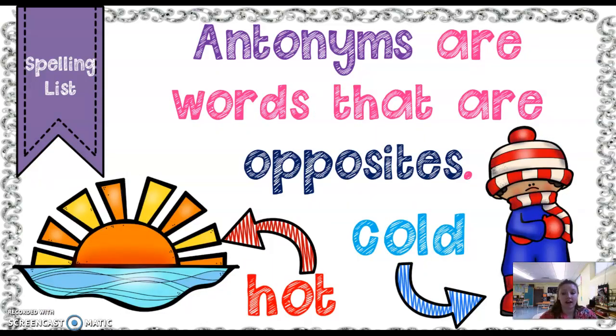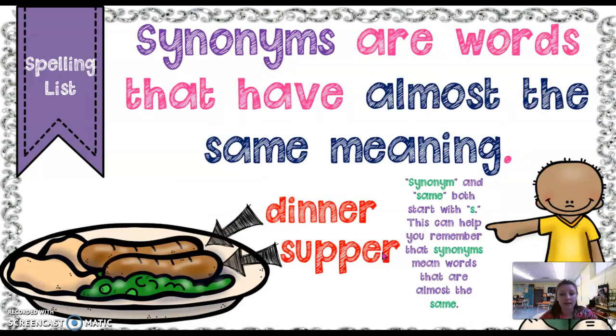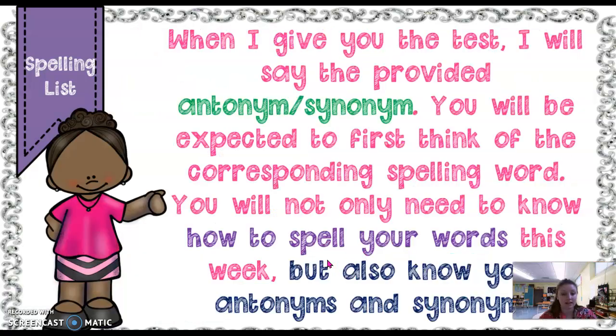Antonyms are words that are opposites. For example, the antonym of hot is cold because it's the opposite. A synonym is a word that has almost the same meaning. And notice right here it says synonym and same both start with the letter S. This can help you remember that synonyms mean words that are almost the same. For example, dinner and supper both mean the same thing, so they are synonyms.